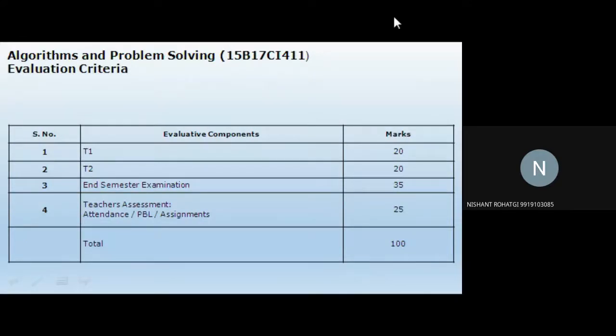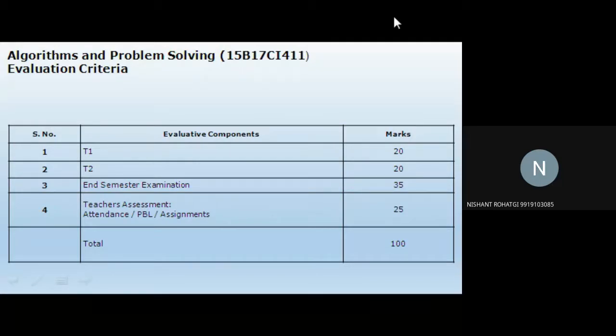In the evaluative components, we have T1 and T2, which are 20 marks each, as you already know. Then you have the end-term examination, which is 35 marks. Then the fourth is the teacher's assessment, or TA, which will include attendance. You will get marks for attendance. PBL is project-based learning. That means you will be doing one project that is part of the lab, and with respect to the theory course, you will be provided certain assignments.